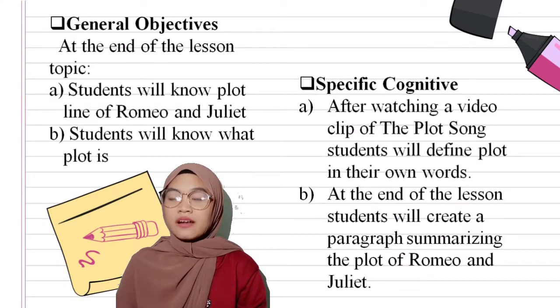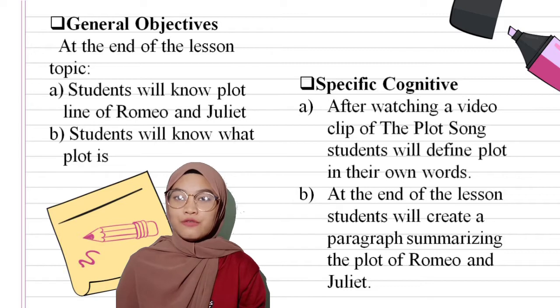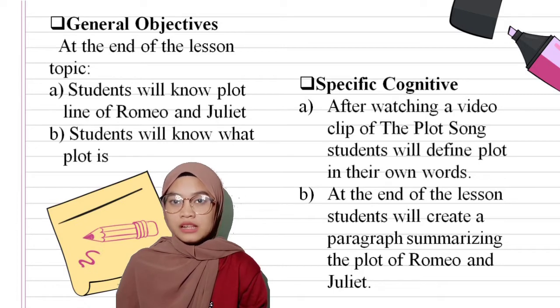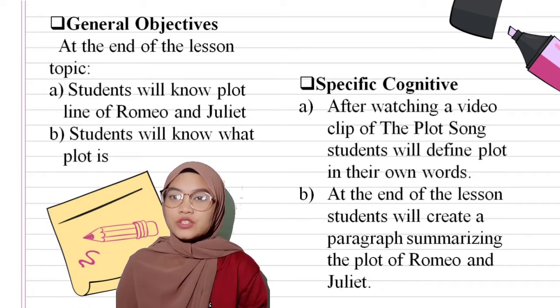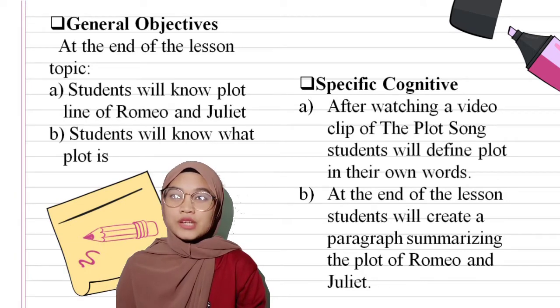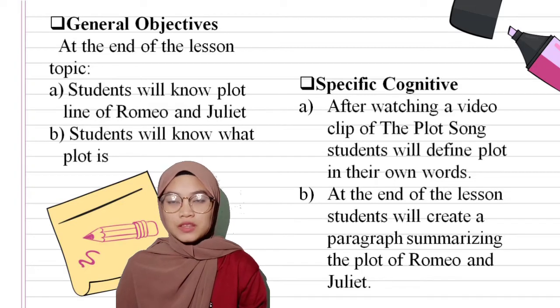We have general objectives and specific cognitive. The first one is the general objective. So, here at the end of the lesson, the students are expected to know the plot line of Romeo and Juliet, and the students will know what the plot is. The second is specific cognitive.